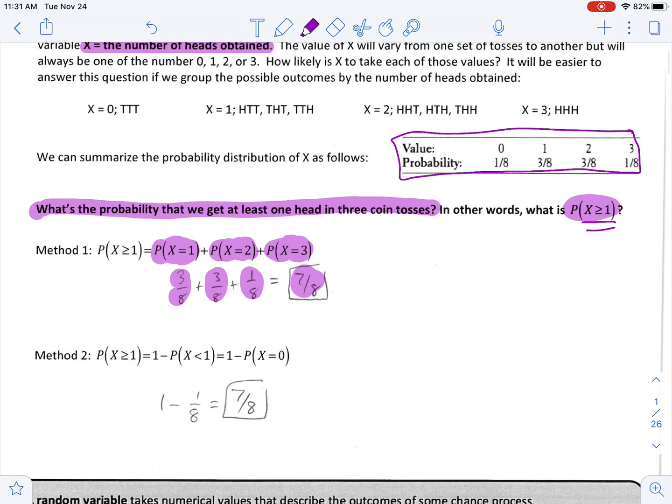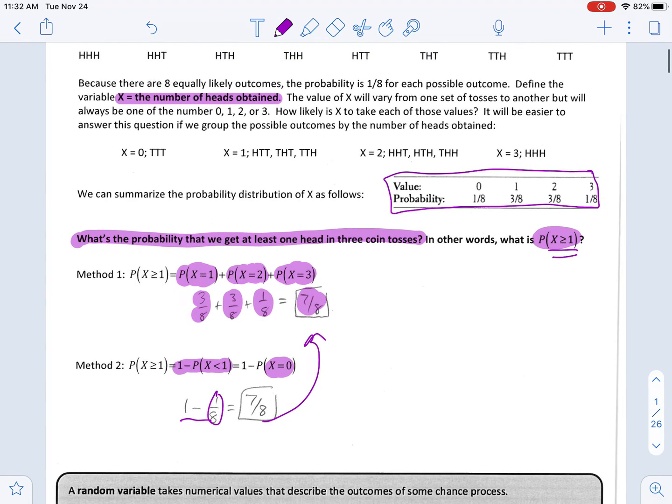The way we did it in Unit 5 is the second method here, and this basically says at least 1 is essentially the complement of not 1 or more, which is less than 1, and the only value that's less than 1 is 0. So what we've done in the past is if it's not at least 1, it's none. The probability of none was 1 out of 8, but I don't want that, so it's 1 minus that. You still get the same answer as you did the other way.